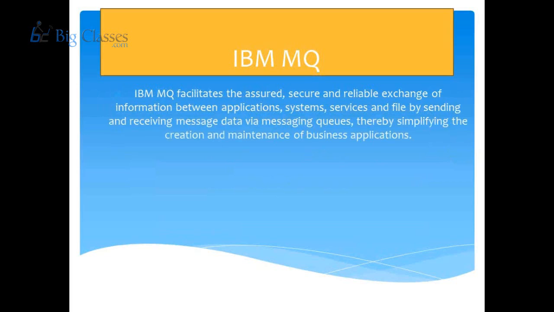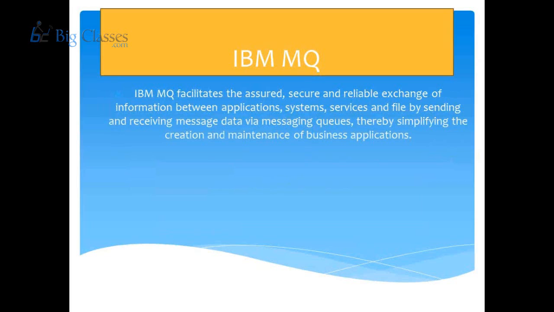IBM MQ facilitates assured, secure and reliable exchange of information between applications. Assurance, in the sense, for example, when I am transferring an amount from one bank to another bank, from one account to another account, say I am transferring $1,000. Whatever amount is transferred should be debited one time and credited only one time. But suppose it has been debited from my account but was not credited to the destination account holder. I mean, the request might be lost.